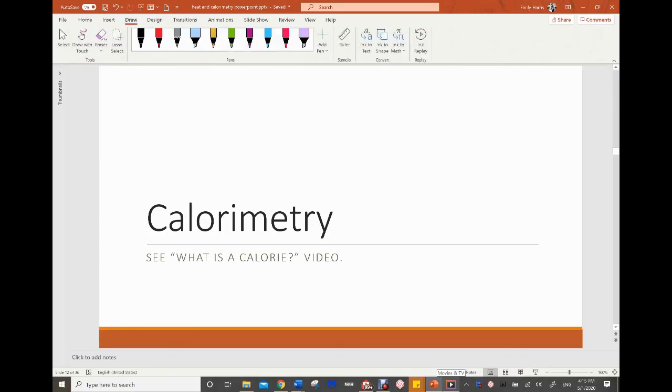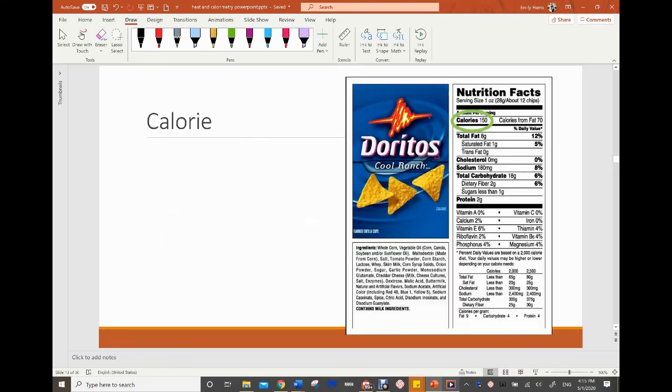Hey guys, welcome back to our second day in our thermochemistry unit, again where we're talking about some different applications of heat. And today's lesson is all about a topic called calorimetry. That word may remind you of the word calories, which is something that we're quite familiar with on many of our food labels, on Gatorade bottles, just lots of different places.